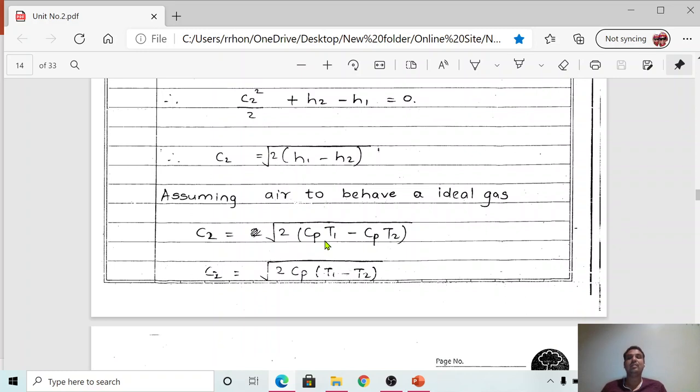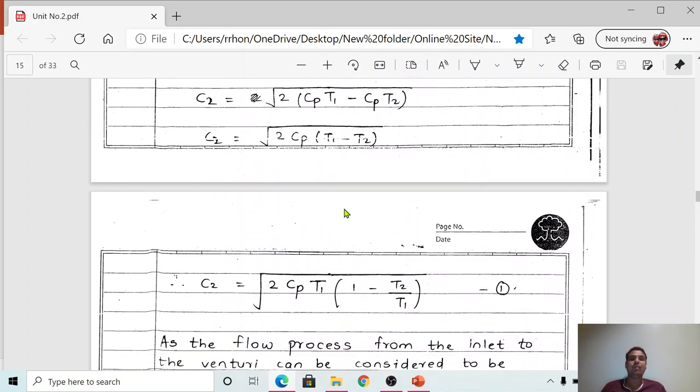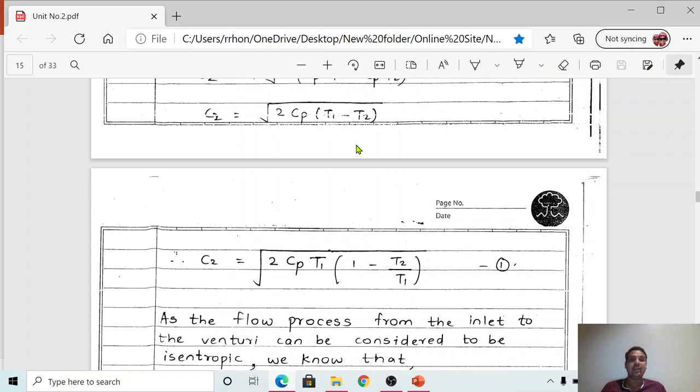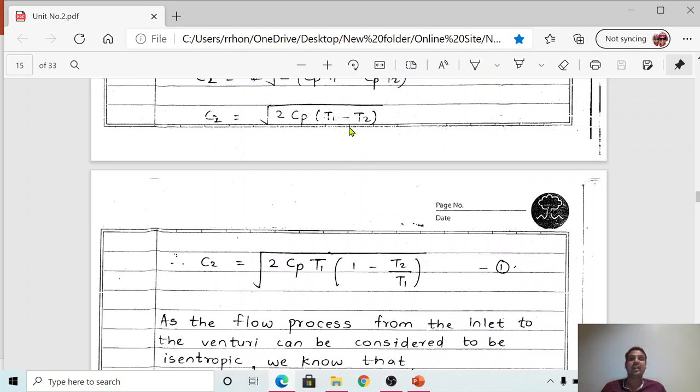Again, for further simplification, we can take Cp as a common. So the further equation is C2 is equal to under root of 2 Cp into bracket T1 minus T2. Again, further simplification is possible if you want to take T1 as a common. For the further arrangement, we want to take T1 as a common from this equation. There is a need to do some arrangement in this particular equation. If we want to get T1 as a common, what we can do is multiply and divide by T1 to the T2.